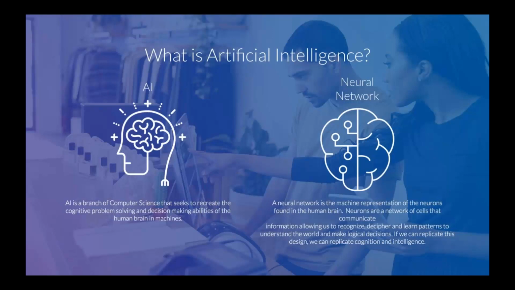AI is a branch of computer science that seeks to recreate the cognitive problem-solving abilities of the human brain in machines. In order to do this, computer science has created the machine version of the human brain called a neural network. The human brain is a network of neurons, and we use these to learn things. If computer scientists can replicate the structure and function of the human brain, we may be able to get cognitive capabilities in machines. So this means that a machine may be able to think, learn, and make decisions just like you and I.